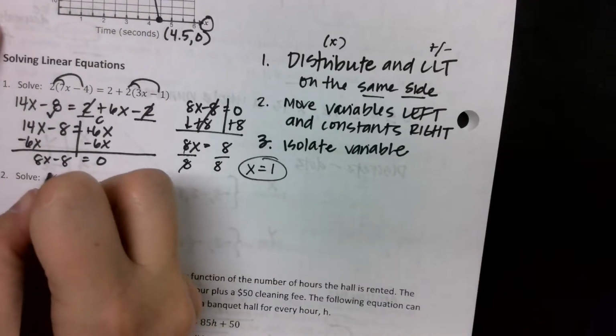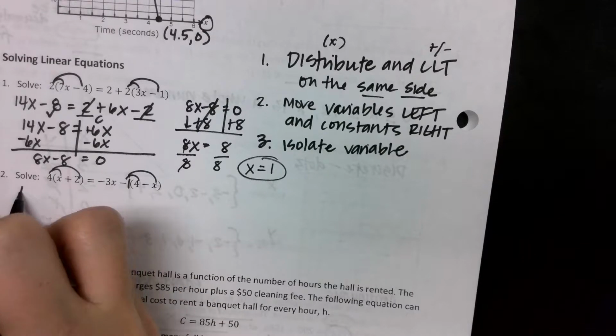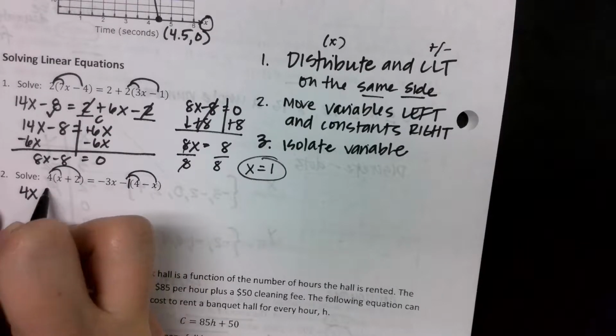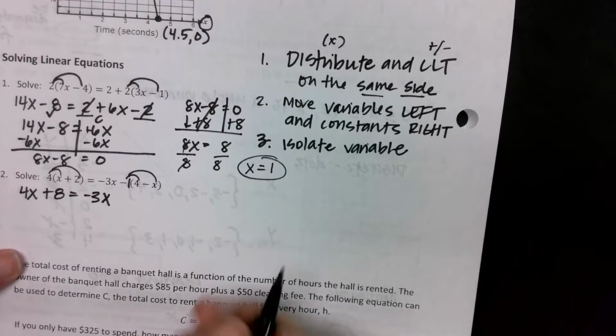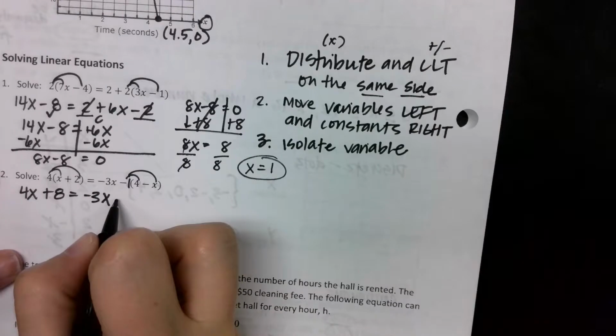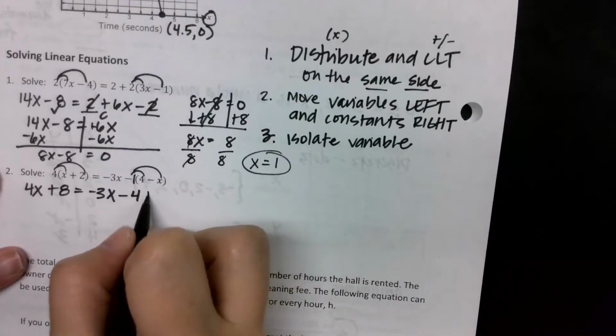Number 2, can I distribute? Yes. Be very careful here. The negative in front of this parentheses is really just a negative 1. All right. 4 times x is 4x. 4 times positive 2 is positive 8. Equals negative 3x, not part of the distributing. Negative 1 times positive 4 is negative 4. Negative 1 times negative x is positive x.